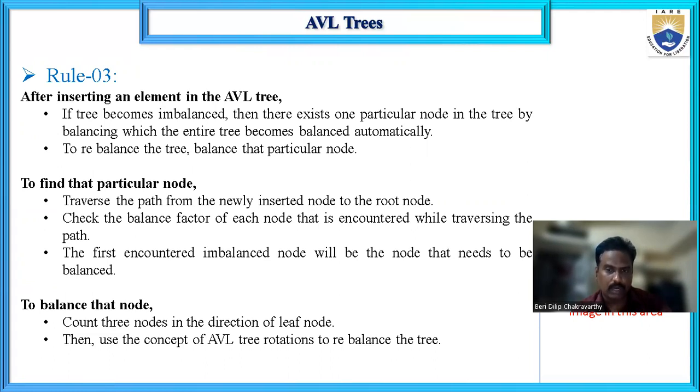So what do I need to do to balance that node? Count three nodes in the direction of the leaf node, then use the concept of AVL rotation. So I'll be checking the three nodes and finding what type of rotation I need to perform, whether it is LL rotation, LR rotation, RR rotation, or RL rotation.